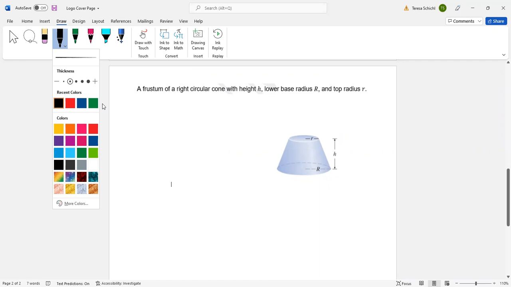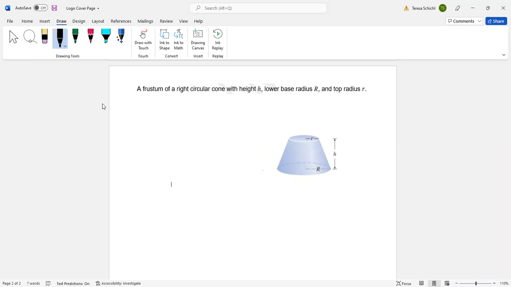Let's put the x-axis along the base, and then put the y-axis so it goes through the center. Imagine if this frustum continues up, then you will get a right triangle. Let's take a look at this one.